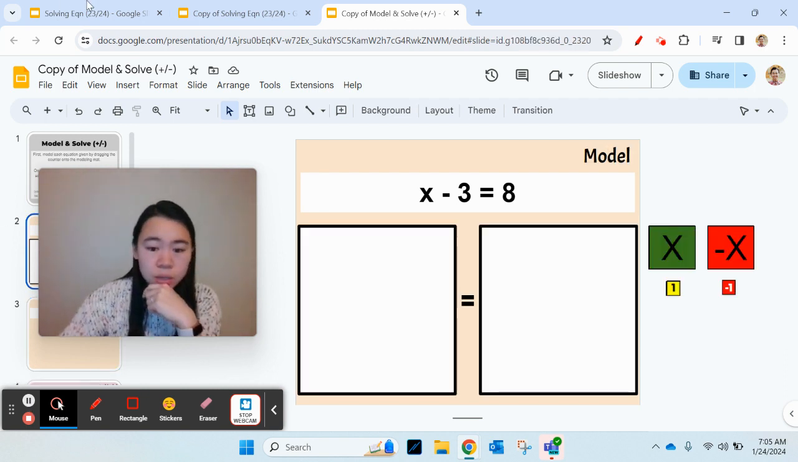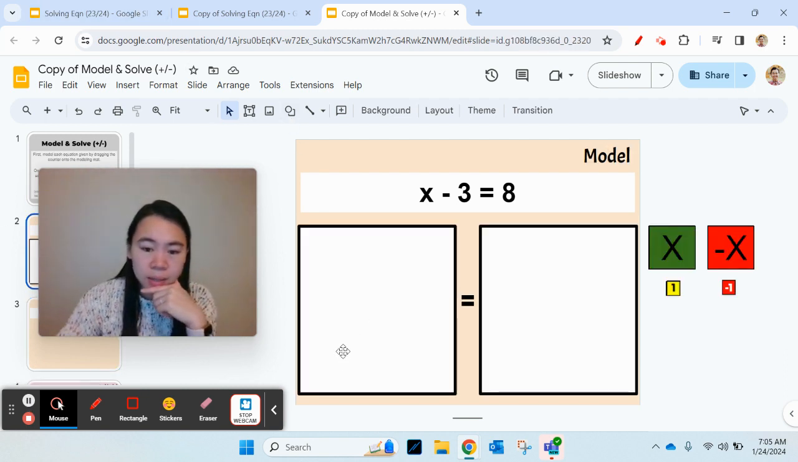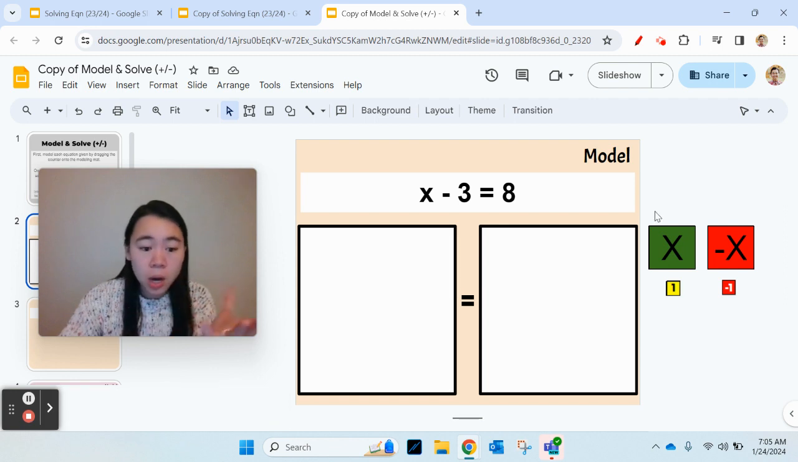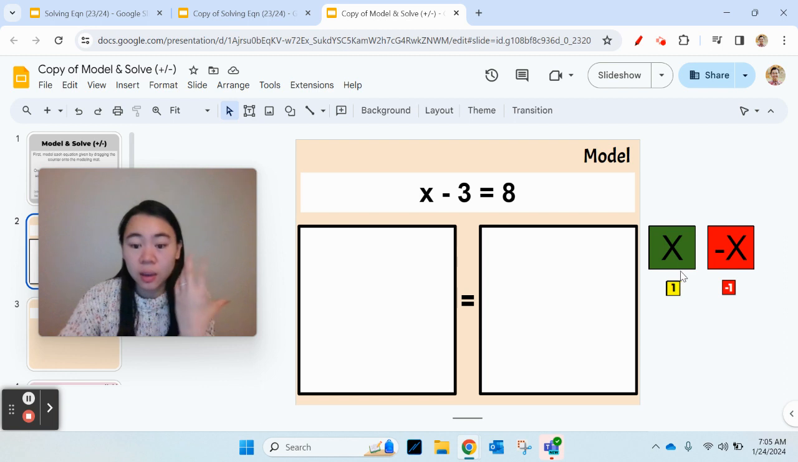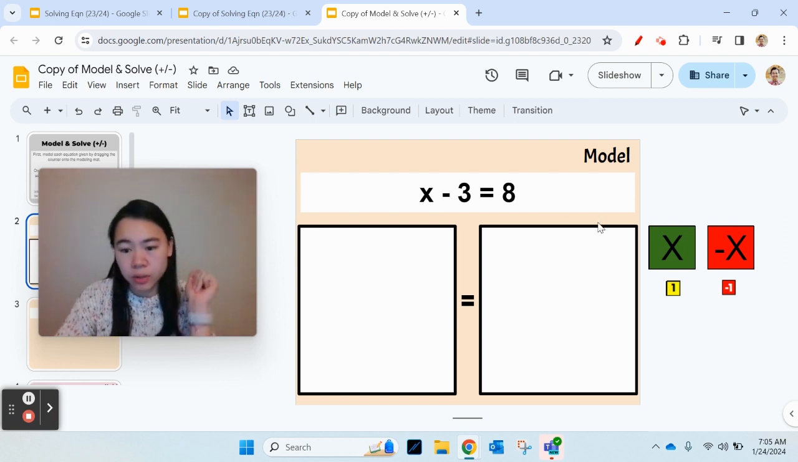Okay. All right. So here is the first problem. X minus 3 equals 8. And when we're modeling, we just want to represent our math sentence using a picture. So using these symbols here, can we show x minus 3 equals 8? We're not solving anything yet. We're modeling first and then solving.